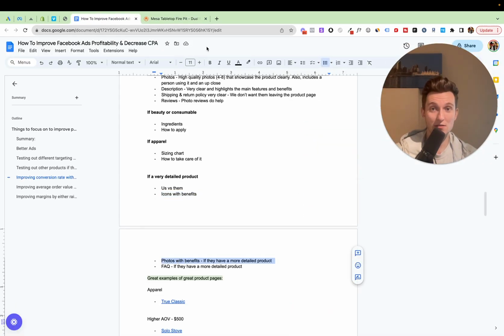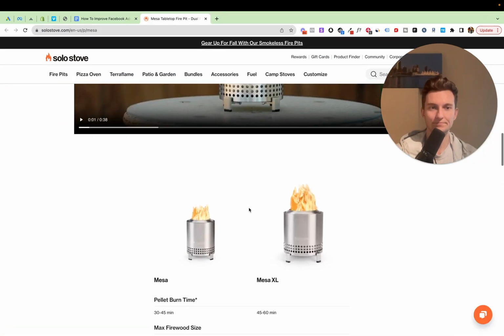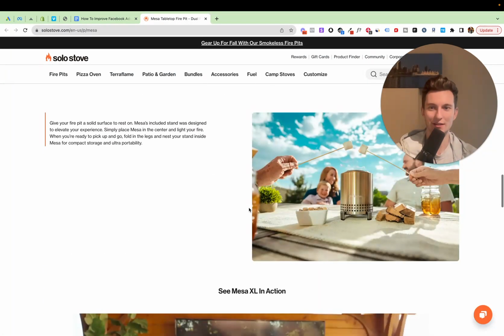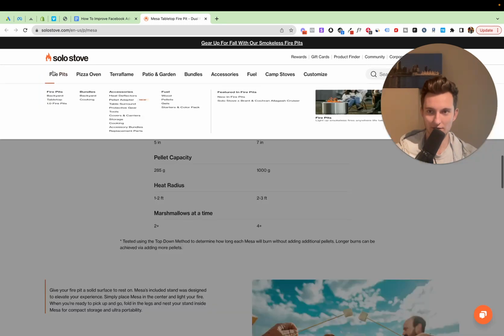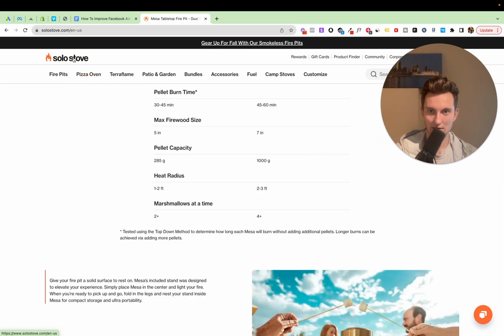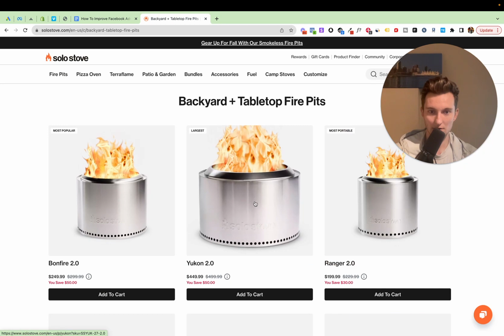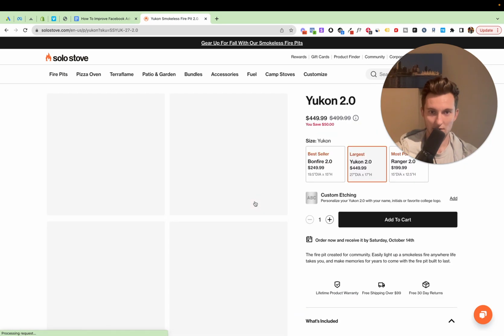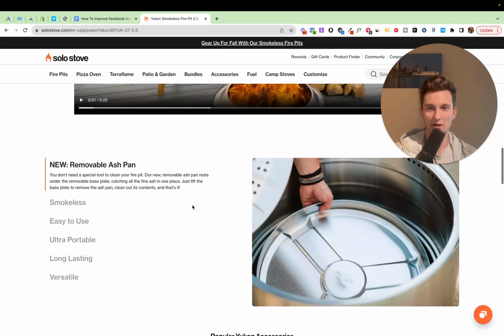Photos with benefits, if it's a more detailed product. Now, obviously you don't have to do this if you're a fashion brand or something like that. But you can see here, let's see. Okay, they 100% have it, it's just not on this page here. Give me 1 second, I'll find it. So if I go to fire pits, let's go to this one here. I know they have it. Here we go. Okay, so you can see here, new removable ash pan.